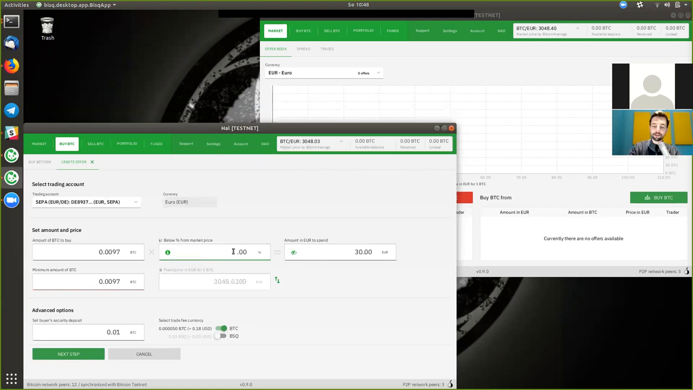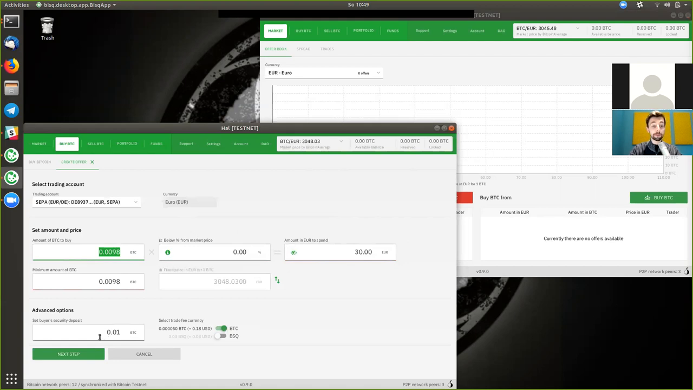But because Hal is a good guy, he's going to set the price at the market price. So 0.01 Bitcoin at the market price for the exact amount of 30 euros. Thus, he will get 0.0098 Bitcoin because, as I said earlier, we are rounding the euro value here.